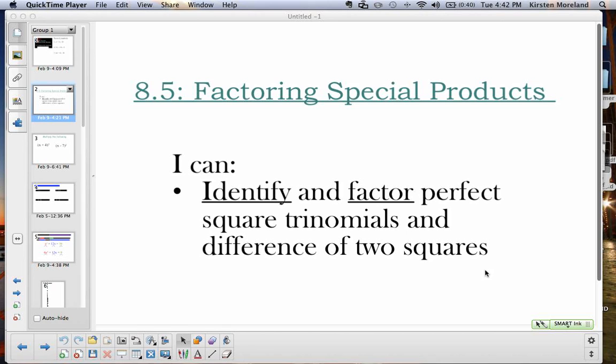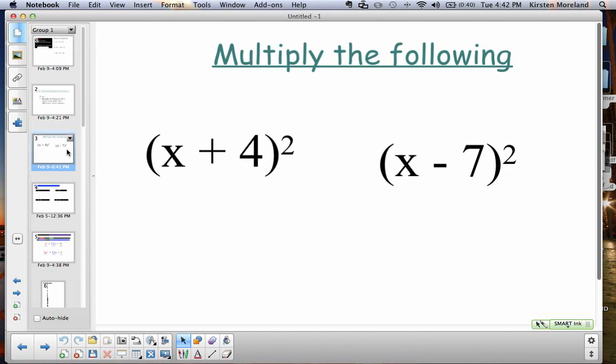So really, it's nothing new, but you're going to want to learn some shortcuts so you can factor some things quickly. So we're going to start by just reviewing a couple things. Perfect square trinomials and difference of two squares you've heard before. So this is going to actually be a perfect square trinomial.